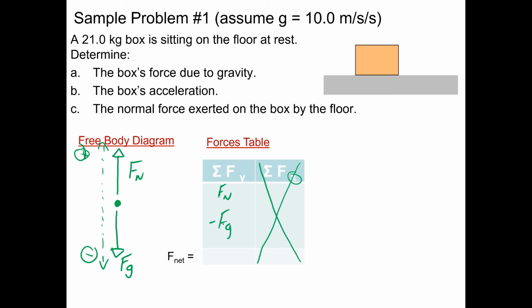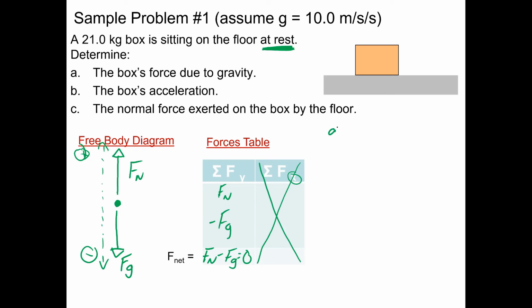Okay. In this case, what is the net force? There's two things I could write down there. I could write this relationship, which is certainly true. I could also write, based on the problem statement, because it's at rest, okay, we know that this equals 0. The net force has to be 0 because it's not accelerating.